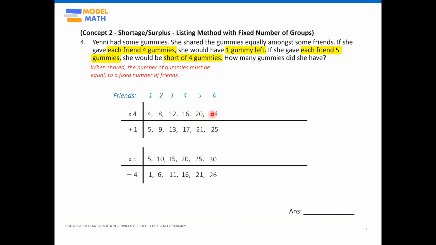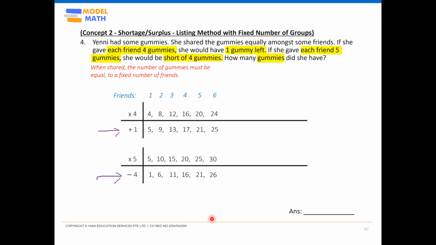All right, so now to find out how many gummies she actually has, I need you to look for the common number of gummies between this row and this row. Okay, so I'm just going to highlight that and draw an arrow. All right, so this row and this row. You have to take into consideration your +1 and -4, of course. You cannot tell me to use the ×4, ×5 row to find the common number of gummies. Then there's no point in creating the +1 and -4 row already.